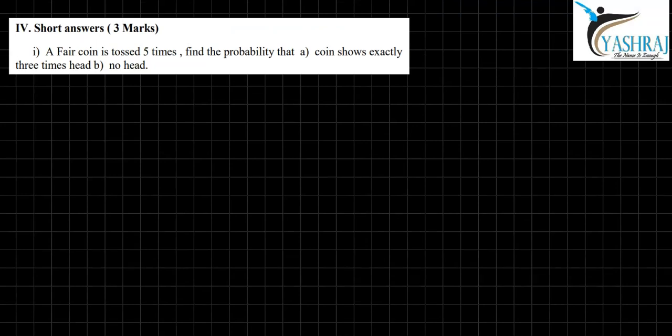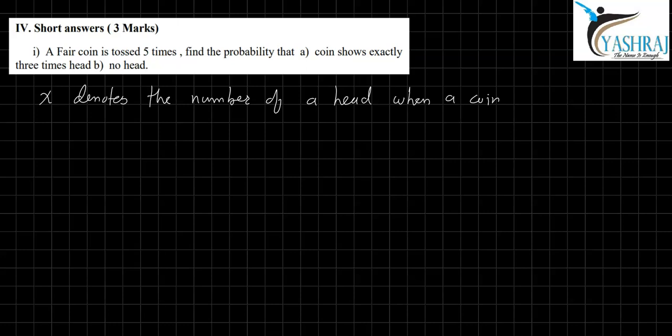Sub question first: a fair coin is tossed 5 times. Find the probability that the coin shows exactly 3 heads, and secondly, no head. So here X is a random variable that denotes the number of heads when a coin is tossed 5 times.